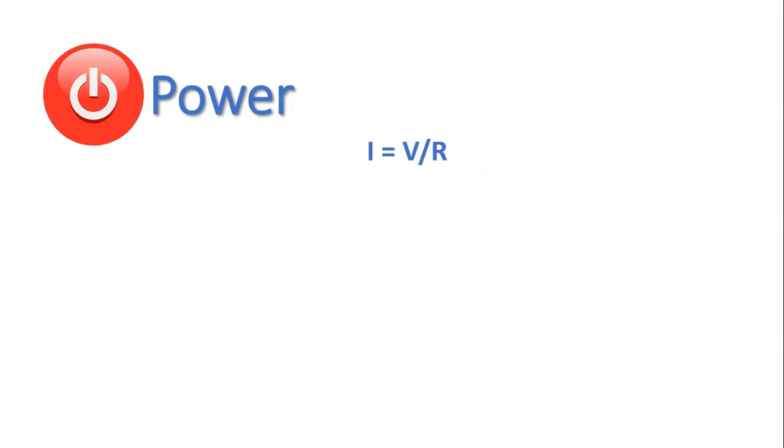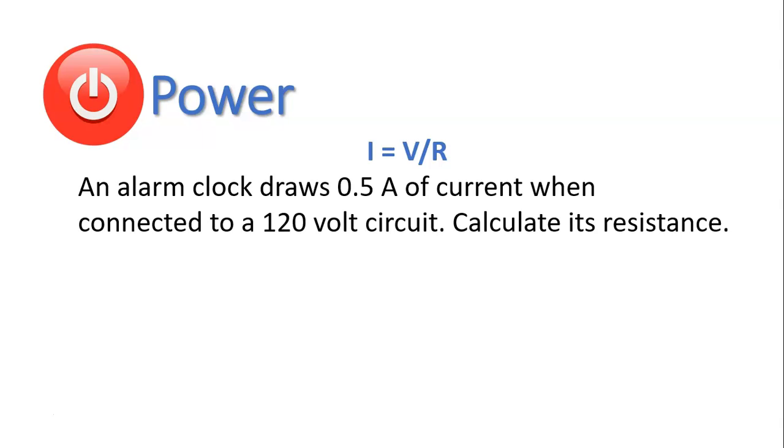Okay, so let's do a quick Ohm's law equation. If you have an alarm clock that draws 0.5 amps of current when connected to a 120 volt circuit, calculate its resistance. So we can rearrange this equation to solve for what we want. We want resistance, right? So if we take I equals V over R and we multiply both sides by R, we get R times I equals V. And then if we divide both sides by the current I, we get R equals V over I. So we can use that equation based on our algebra work here.